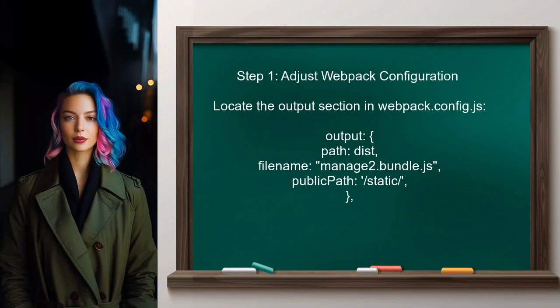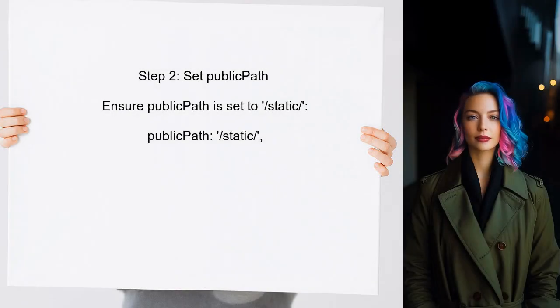To move the generated files into the static directory, the user needs to adjust the Webpack configuration. First, they should locate the output section in the webpack.config.js file. Next, the user should ensure that the public path is set correctly. This tells Webpack where to serve the files from. In this case, it should be set to /static/.